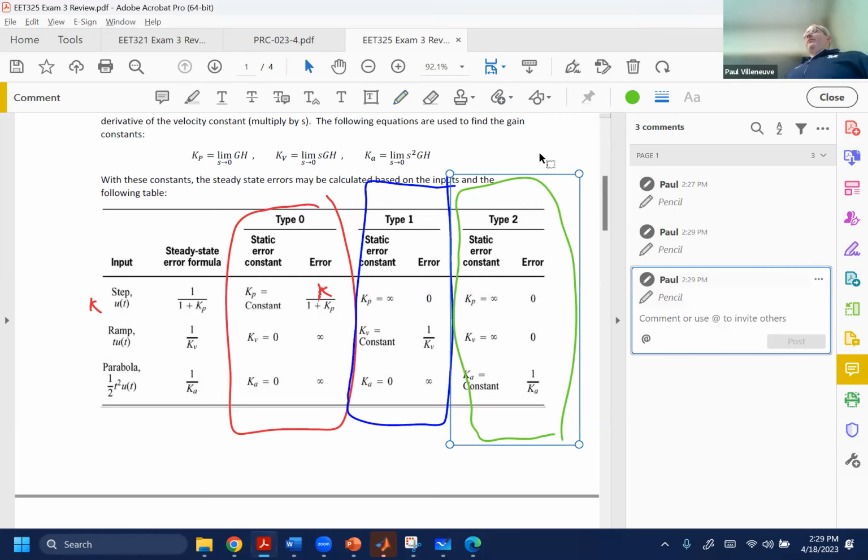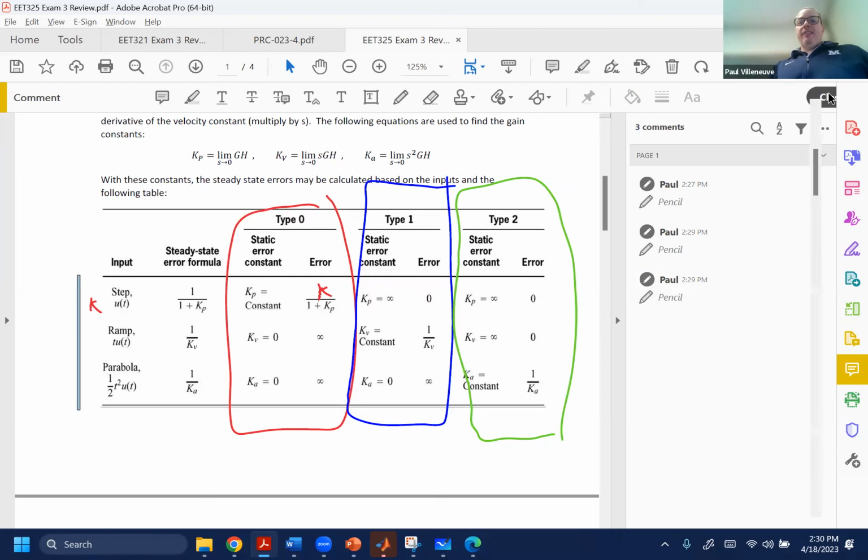Type 2, that's what I use. So all you need to do is figure out the system type, how many integrators or poles at s equals 0, and then can I keep up or not keep up? And all the information is revealed. Okay, that's kind of it for steady state errors.